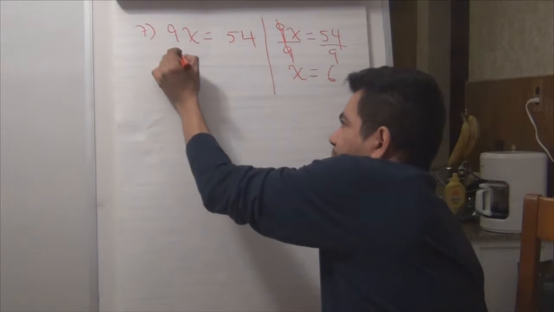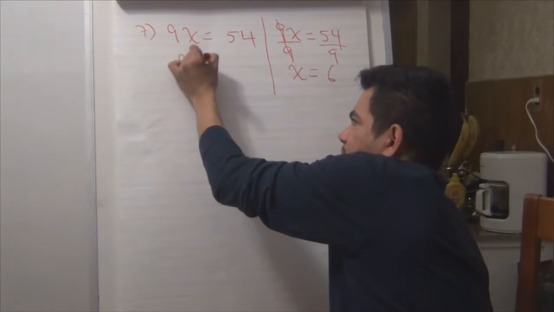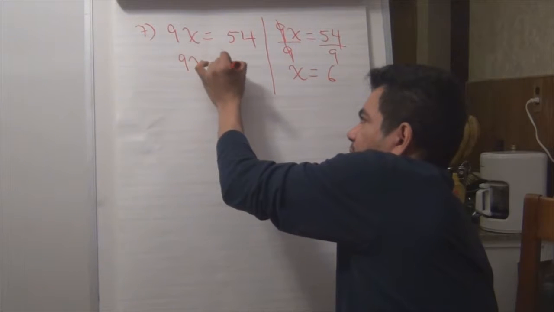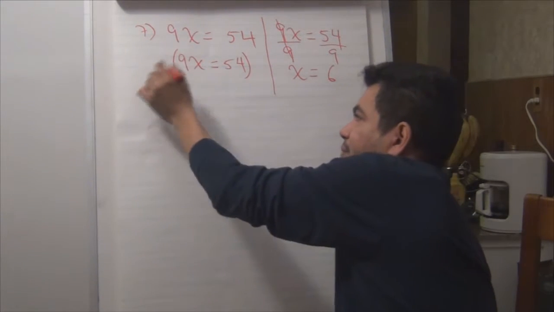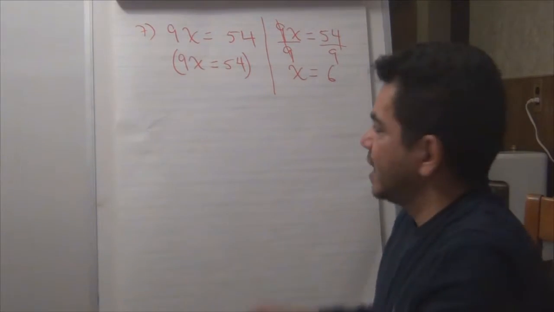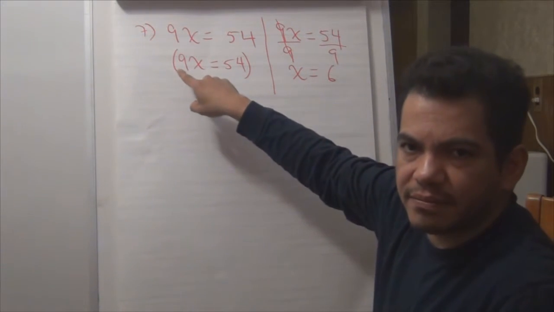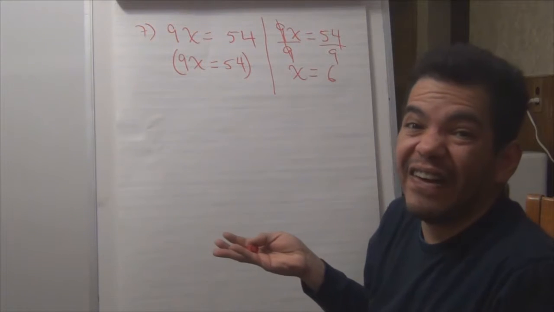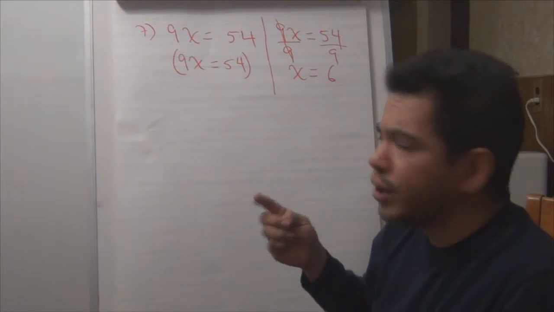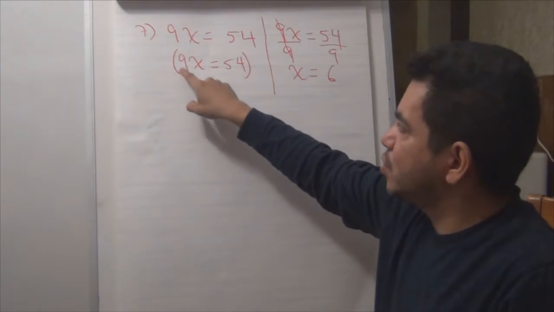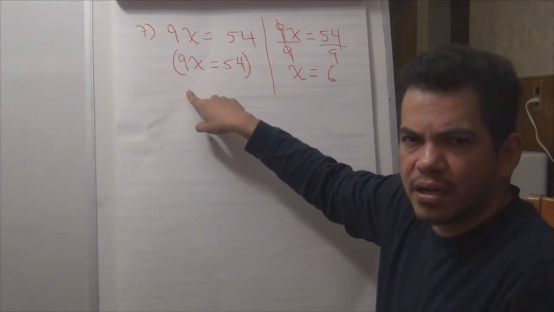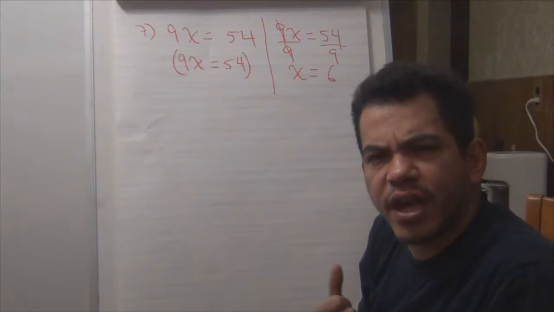What is it? Well, I'm going to take the 9x, okay? I'm going to take the 54, and I'm going to multiply. Remember, I'm going to multiply by the reciprocal. What is the reciprocal of 9? This is a rational number that can be turned into 9 over 1. So what is the reciprocal of 9 over 1?